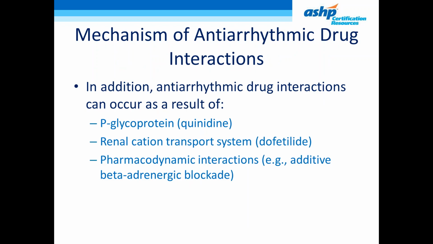In addition to the cytochrome P450 pathway, the antiarrhythmic drug interactions can result from an interaction through P-glycoprotein, through the renal cation transport system, and through pharmacodynamic interactions. So, for example, additive beta blockade in those patients that are already on beta blockers.